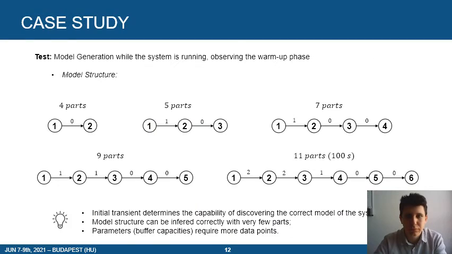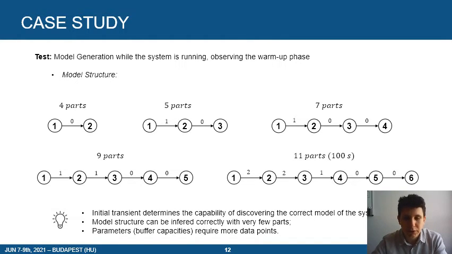Here we see the results of the case study. We start from the model structure. We can see that depending on the number of parts, the model structure is discovered. And we see that we need to wait a certain amount of time, around 100 seconds, to have the correct model structure, which is a graph model of 6 stations.